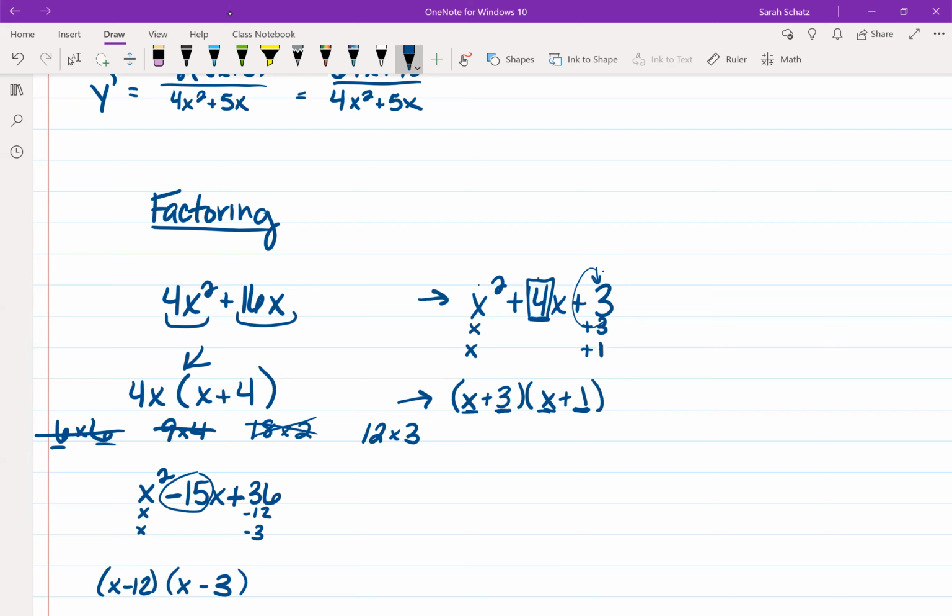If you're ever worried about one of these answers being right, how can you check these easily? Like on this first one, this is what we got. You could FOIL this back out and make sure you get back to where you started.